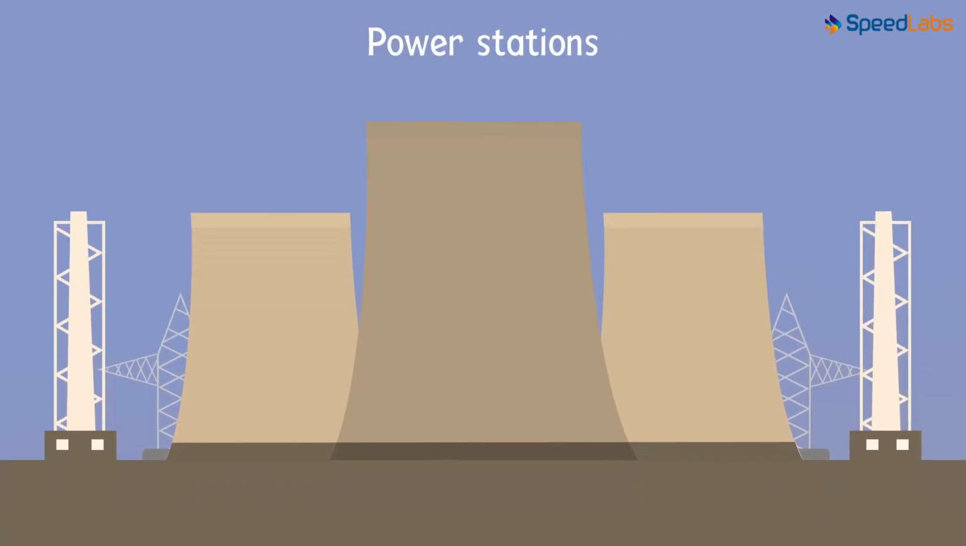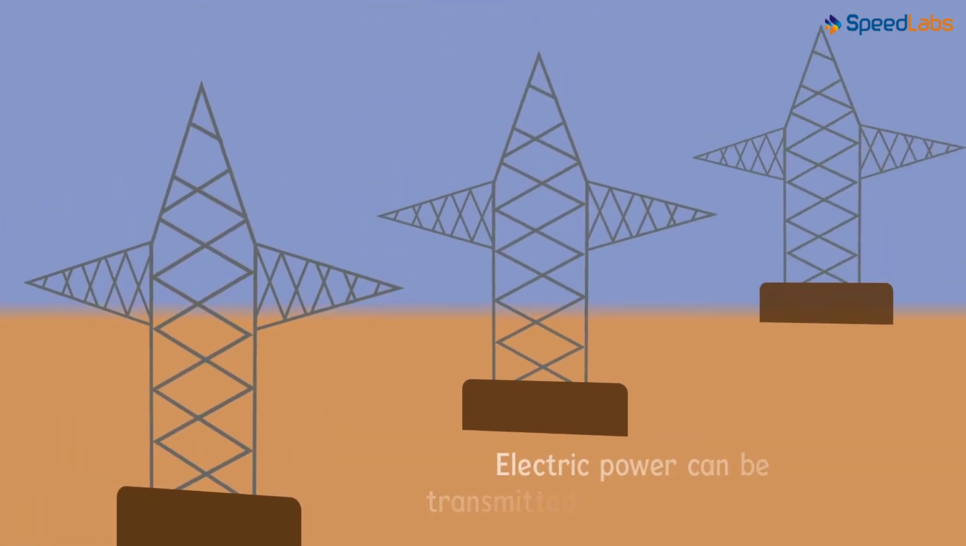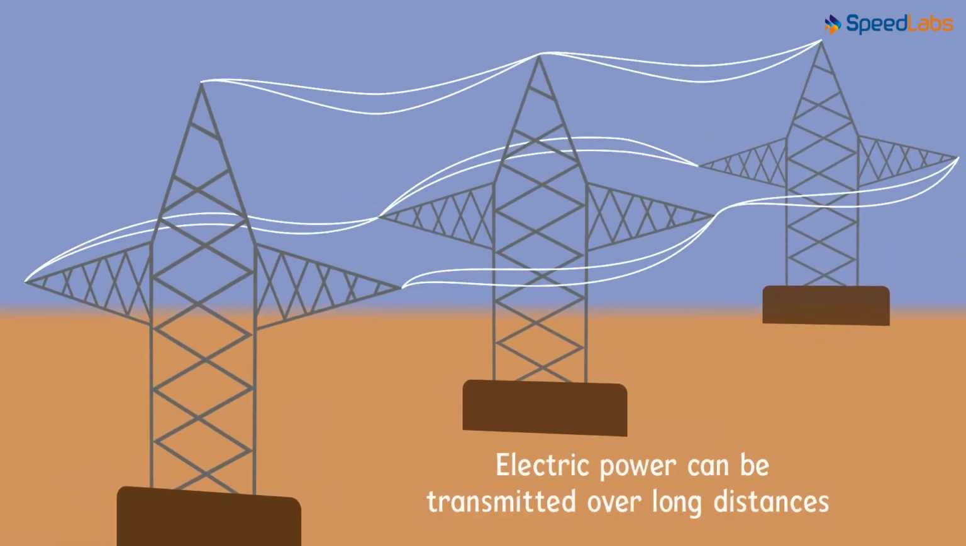Which one is used in daily life? Most power stations use alternating current. A very important advantage of AC over DC is that electric power can be transmitted over long distances without much loss of energy.